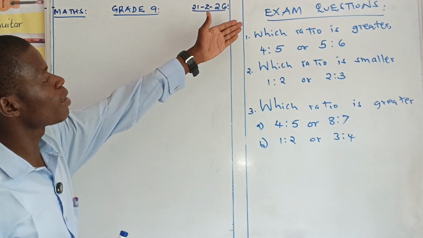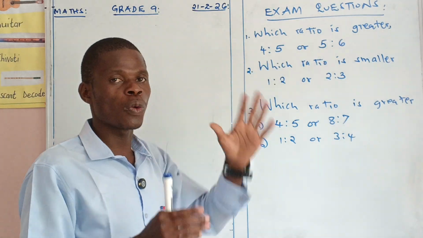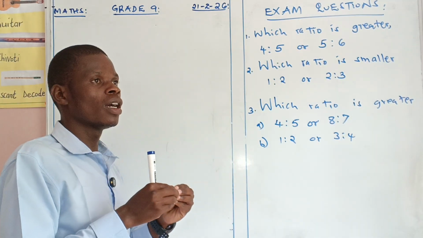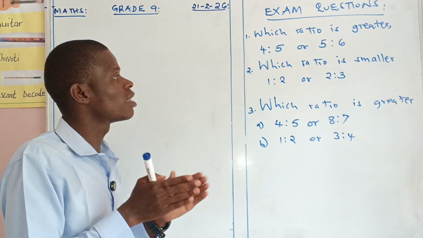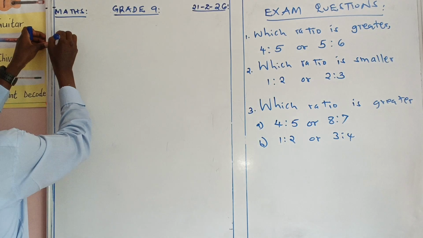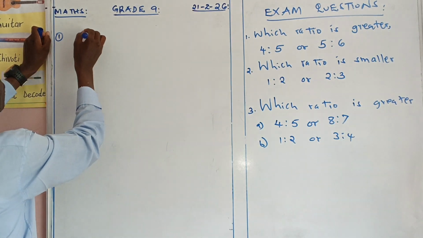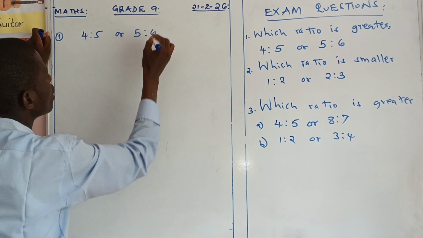Let's look at the same exam questions that will come. Which ratio is greater? We want to compare and know how we can tell which ratio is greater than the other. Now the first question, what do you have? Which ratio is greater? We have 4 to 5 or 5 to 6.